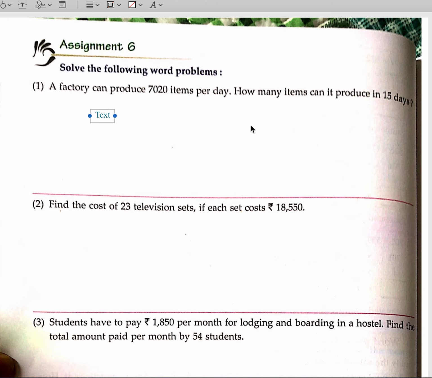A factory produces 7020 items per day. How many items can it produce in 15 days? Here it is written that a factory produces 7020 number of items per day. How many items will it produce in 15 days?